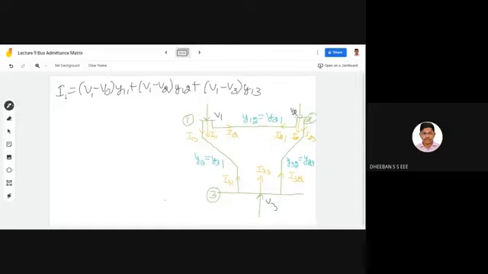Now you have to multiply inside and take the common terms out. So in such a case, your I1 equals, V1 is common everywhere, so it will be Y11 plus Y12 plus Y13 into V1, minus V2 into Y12, minus V3 into Y13. Consider this to be your equation 1.